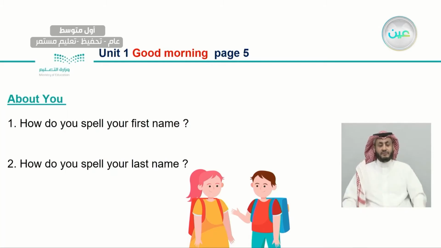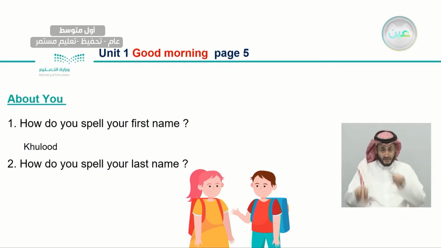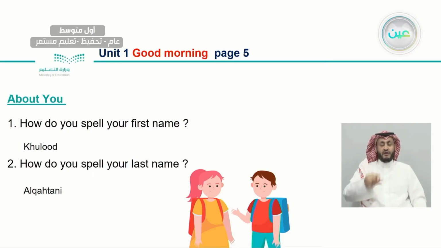Question number 1, how do you spell your first name? I'll go first. This is my name, Khulud, K-H-U-L-O-O-D, okay? And I wrote my name. So you could do this or ask a partner and write their name. Question number 2, how do you spell your last name? That means your family name. Al-Katani, this is my family name, the last name. And this is the way how I write my last name. Now it's your turn. Okay, I'll pause the video for you. Try to write your answers.